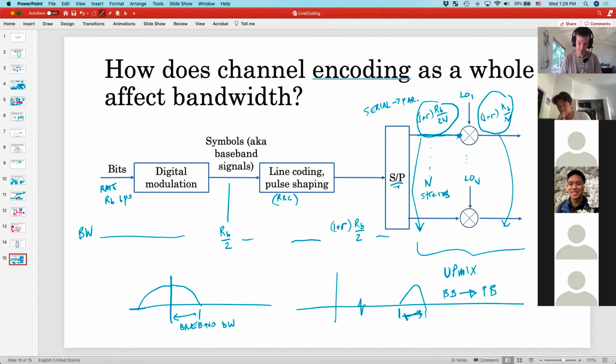Any questions on this? All right. There's nothing saying that you have to do this serial to parallel, right? If you have only one local oscillator or only one antenna, there's nothing wrong with just having this be a straight across line, and it gets upmixed and then sent into the channel. But this was a good way to introduce parallelization.